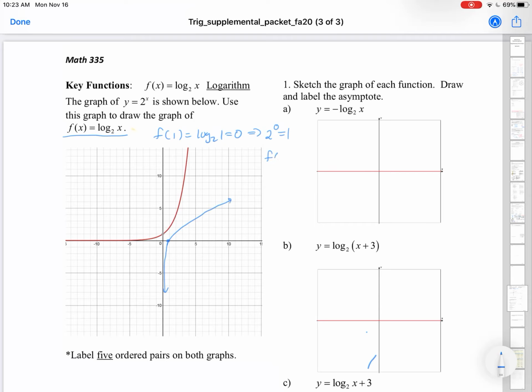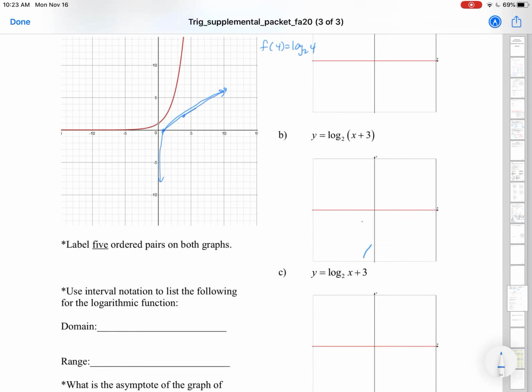Because if we did something like f of 4, we'd be looking at log base 2 of 4. Well, we know what that is. That's 2. So as I go out to 4, I should be up to a height of just 2. So I'm not bending as much as I should. But there's the graph of the general log function.